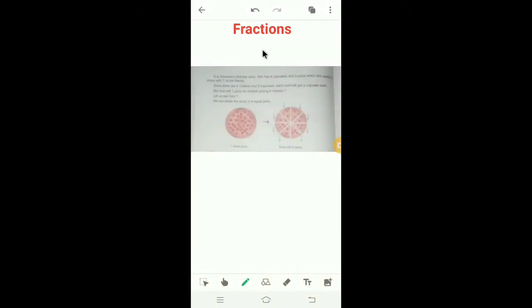Dear students, today we will learn a new chapter. The name of the chapter is fractions.